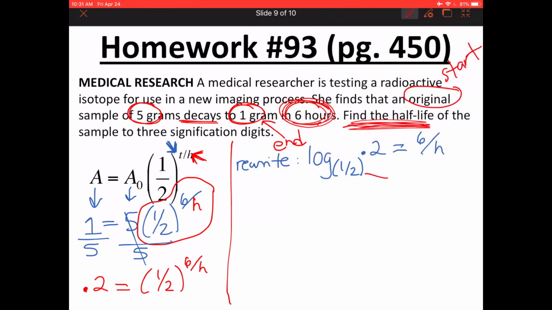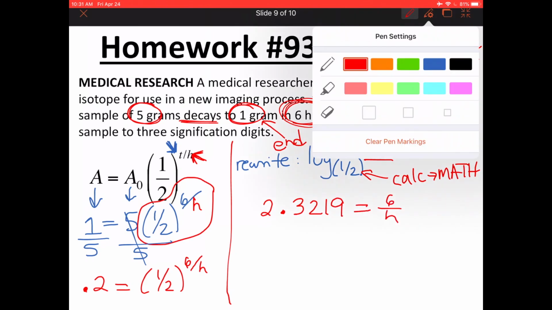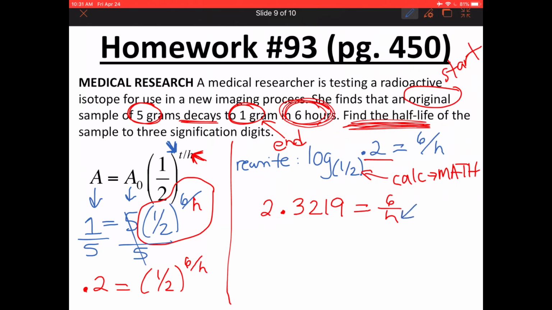Now, if we have log base 1/2, remember in the calculator, you have to go to that math button, okay? Because the default log is base 10. So once we do log base 1/2 of 0.2, then we get the number 2.3219 equals 6 over H. So what do we do to solve? To get rid of the denominator, multiply both sides by H. All right, so here they cross out, and now you have 2.3219 times H equals 6.